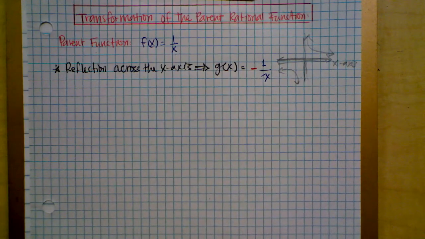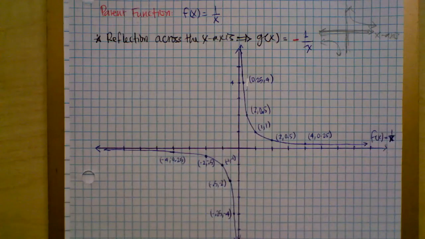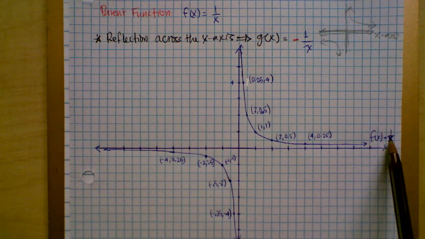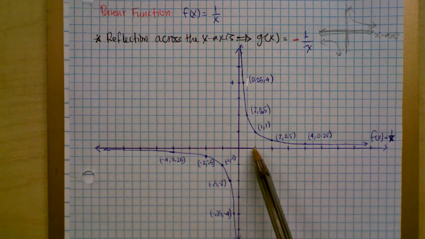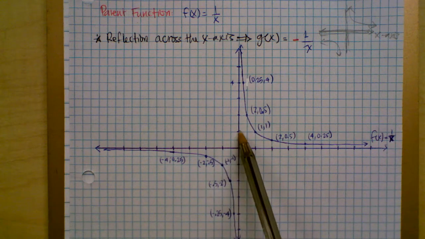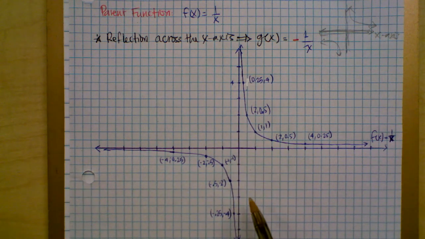Let's do that. Please pause the video and graph the parent function. Okay. I graphed the parent function f of x equals 1 over x, and I used 2 squares to represent 1 unit on both the x-axis and the y-axis. I plotted the points and connected them after.